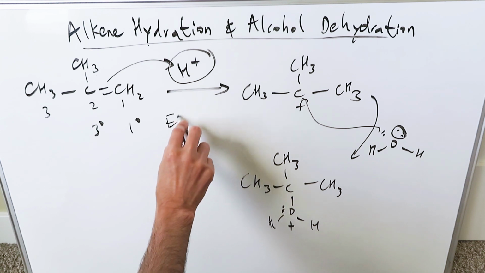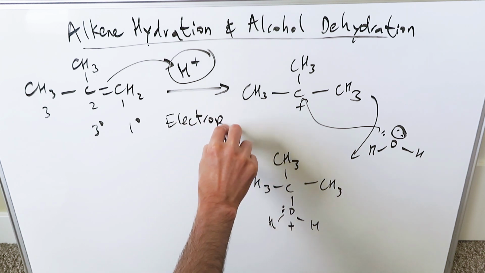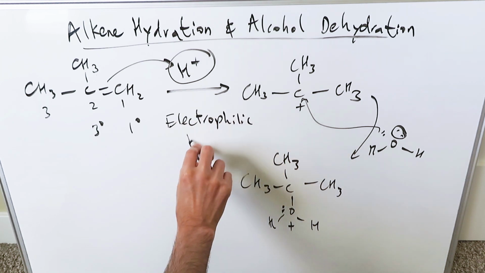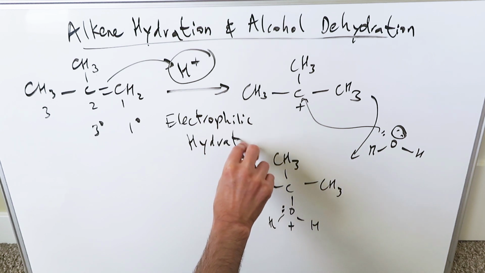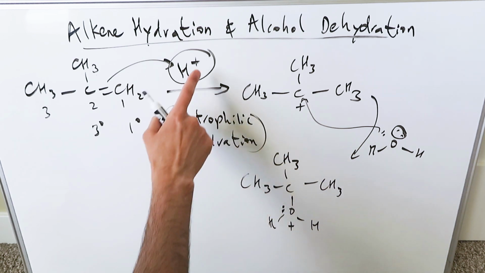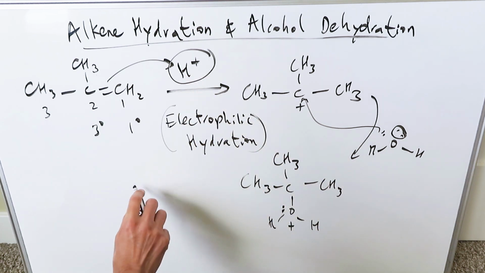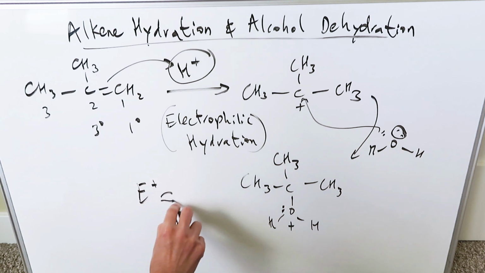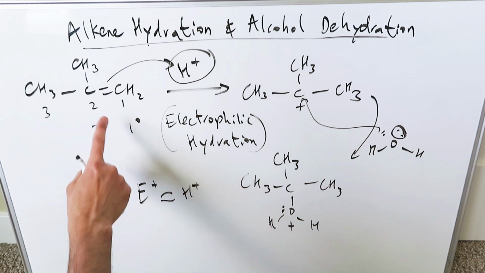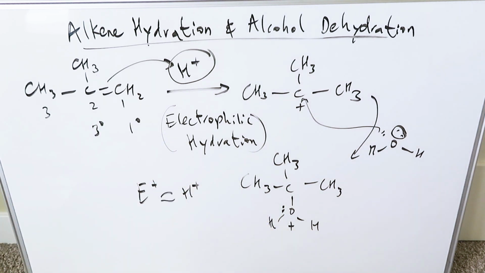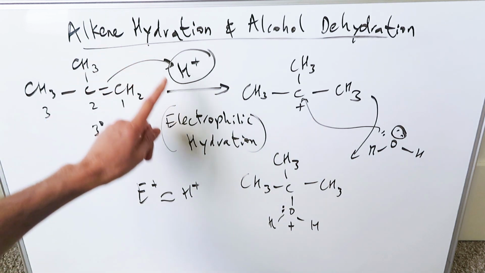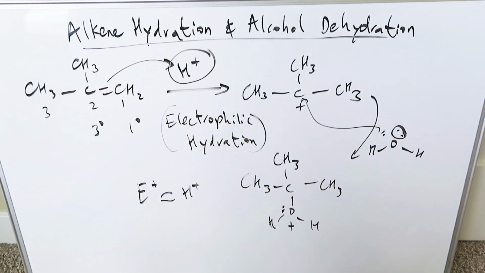Keep in mind, this is really called electrophilic hydration. It's electrophilic hydration of a double bond in an alkene because you're using here an electrophile. This right here is an electrophile. You know it to be this. Here it's your electrophile, and it's hydrating an alkene. Hence this reaction is called alkene hydration, but it's also electrophilic hydration.